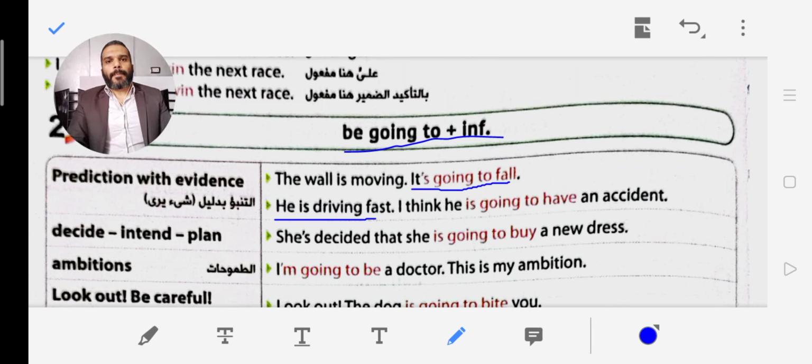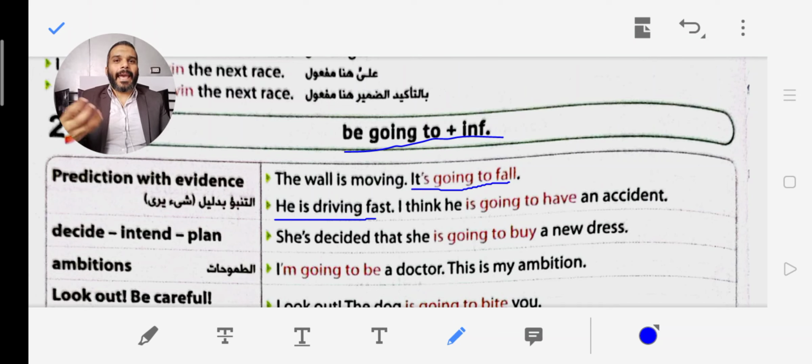For example, my brother is saving up. My brother is saving money. He is going to buy a car. Don't say he will buy a car. If your brother is saving money, don't say my brother will buy a car. Say my brother is going to buy a car. Why? Because he is saving money.